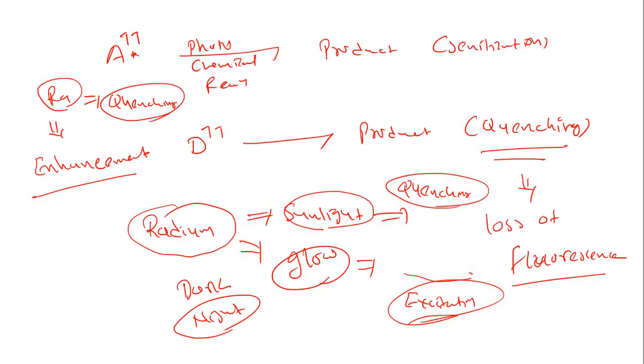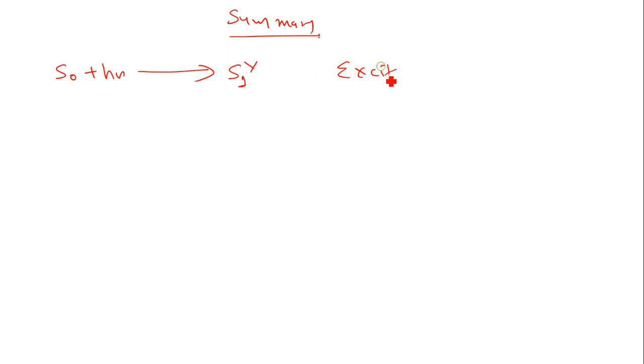So let us summarize this thing. In the summary we can put down the physical processes that the excited molecule undergoes. Now what we have studied: suppose the S0 state, when it undergoes photochemical reactions, it will get excited. S0 will convert into S1. This phenomenon is known as excitation.